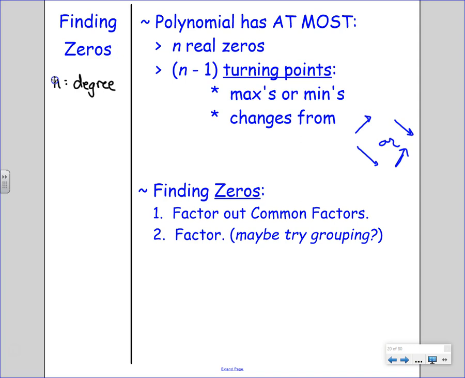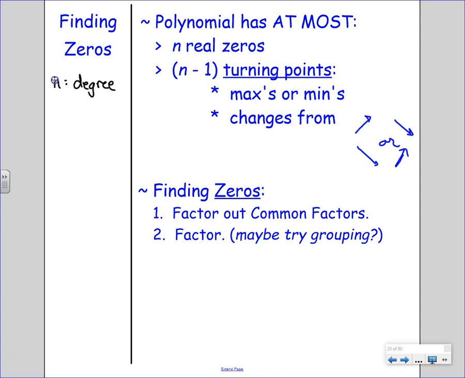And along with that, one more clue, it could also have n minus 1 turning points. So for a cubic function, what's my degree, guys? 3. So it could have up to 3 branches. It can have up to 3 zeros. It can have up to 2 turning points. Does that make sense? What's a turning point?